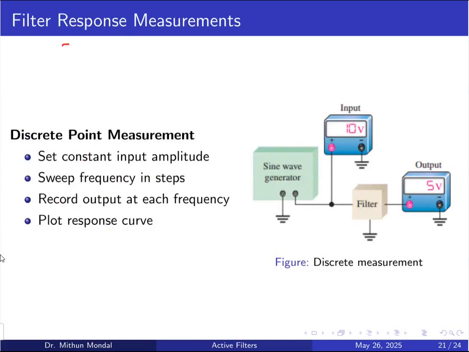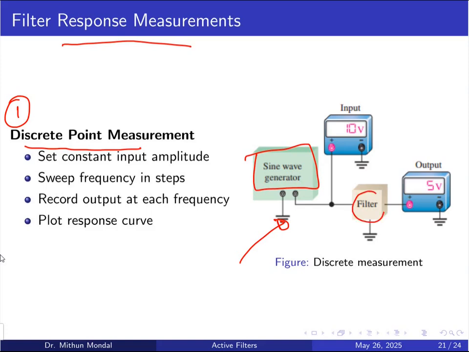We need to do filter response measurement. There are two different methods available. One is known as the discrete point measurement, so let us discuss that first. In discrete point measurement, the flowchart is shown where you have a sine wave generator and then a filter, and you are measuring the input and output.